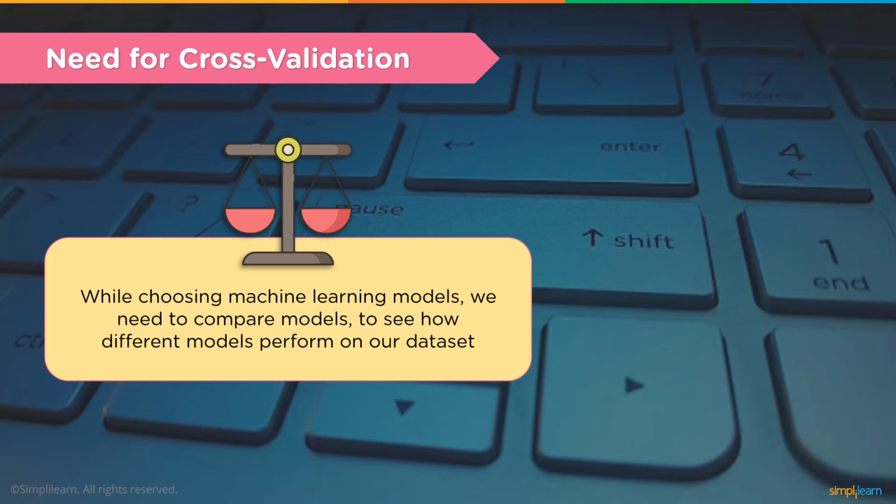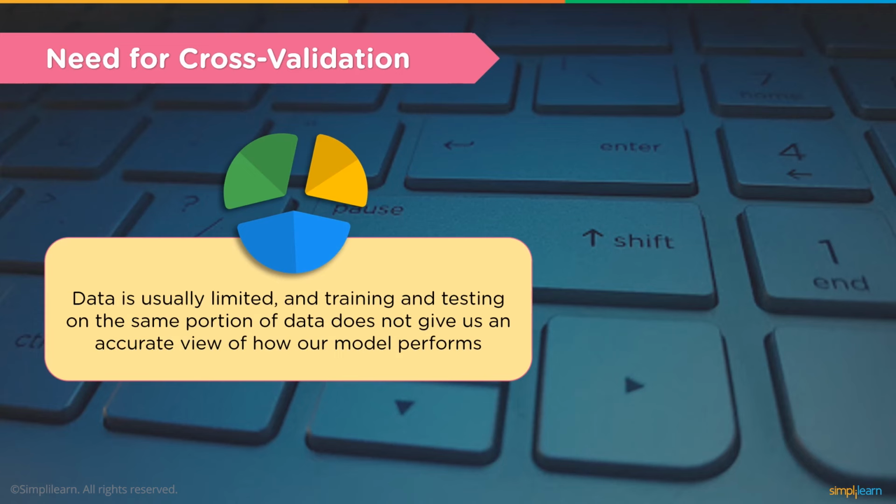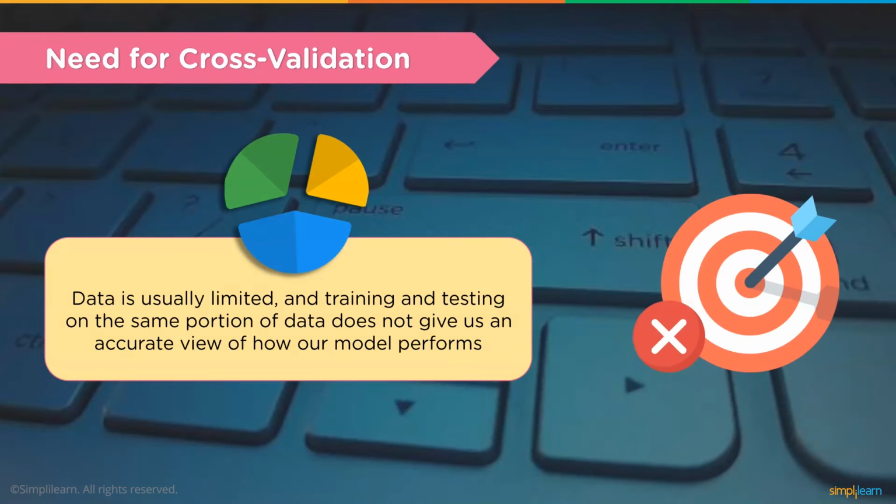While choosing machine learning models, we need to compare models to see how different models perform on our data set. This goes beyond just comparing different models, but also in explaining this to the shareholders or whoever you're working with. You really need to know how valid your data set or your models are on the data set. So the need for cross-validation comes up when the data is usually limited, and training and testing on the same portion of data does not give us an accurate view of how our model performs.